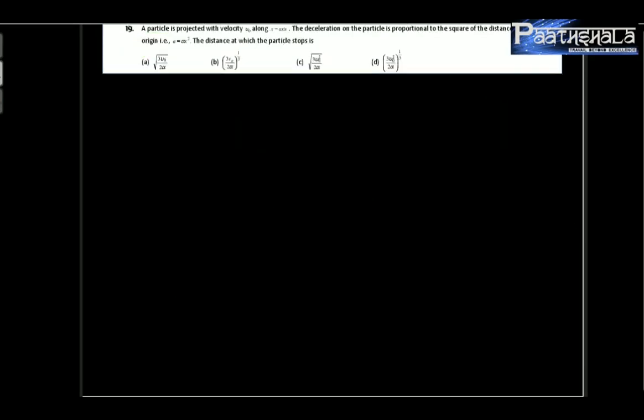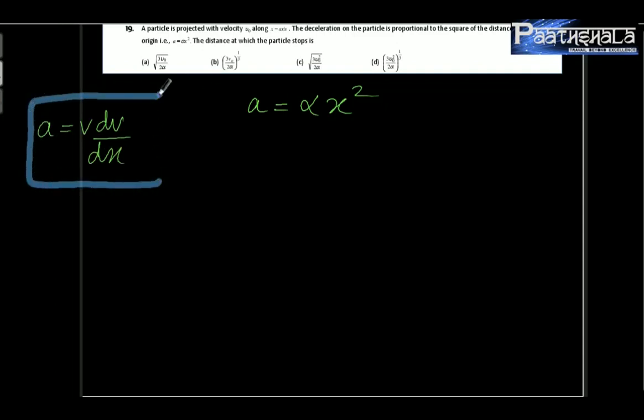19. A particle is projected with a velocity v0 along x-axis. The deceleration on the particle is proportional to the square of the distance from the origin. So this is a very important concept that we are going to learn in this problem. Here we are going to learn that acceleration can be written as v dv by dx. Very important for problem solving.